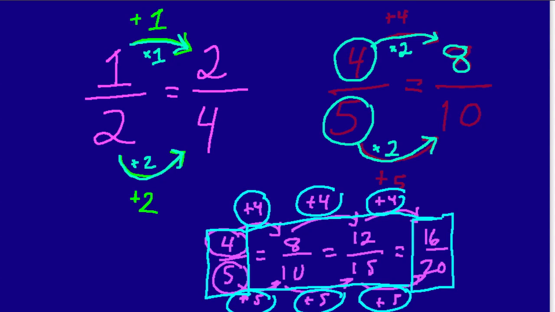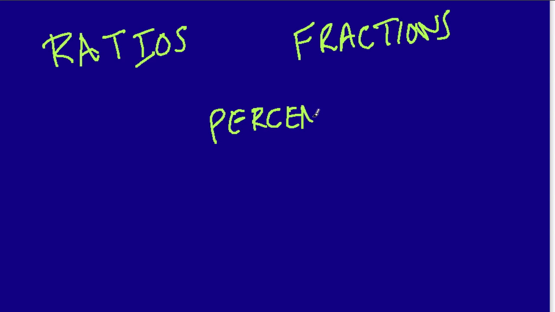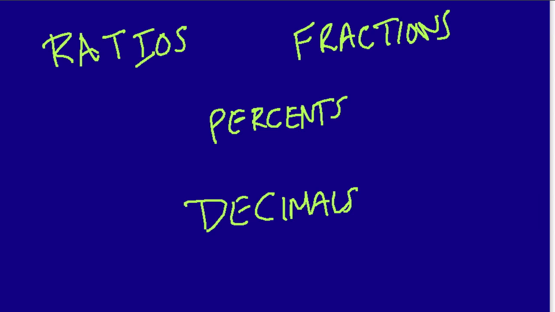Alright, so in the last video we introduced proportions and we threw around ratios and fractions. But I just want to step back and briefly talk about when we use ratios, when we use fractions, and percents. Right? These three categories. And I guess we can throw decimals in there as well.